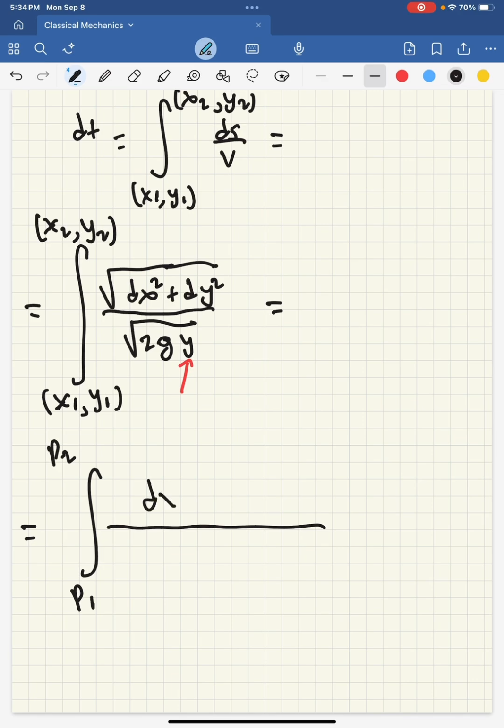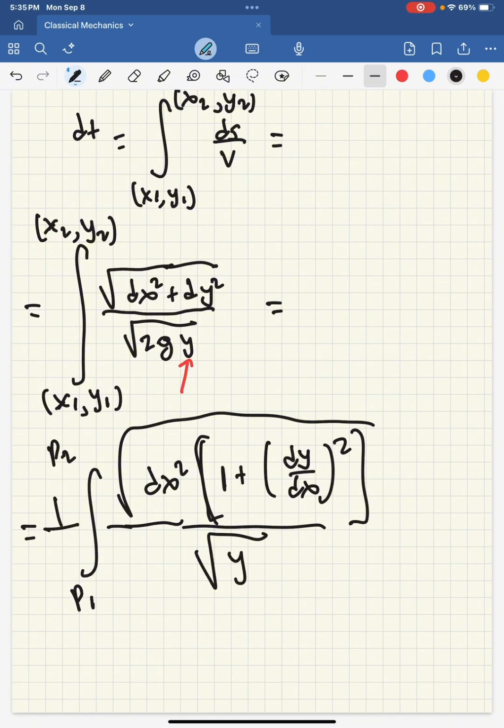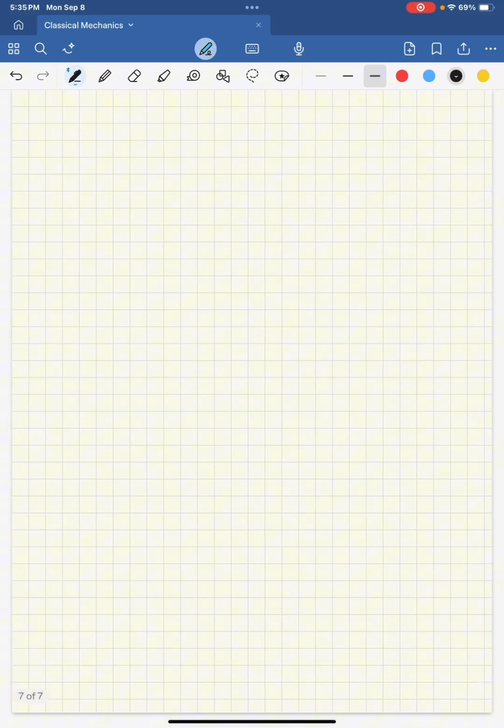So I take dx squared outside, and then I have the square root of, actually, I confused myself again. Okay, one more time. So dx squared times 1 plus dy over dx squared. Okay, and this whole thing should be under a square root, and then we have the square root of y, and then we can take this constant out. Let me move to a clean page.